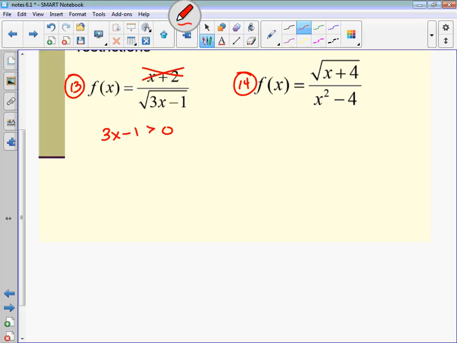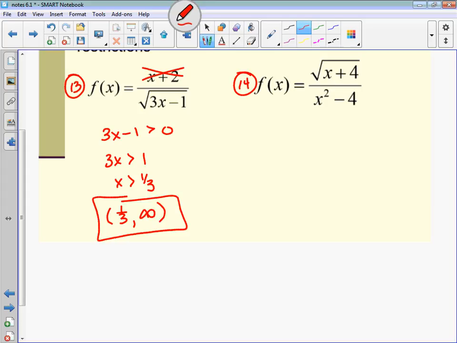Am I going to need a number line for this one? No. Just easy solving. Add your 1, divide by your 3. So it's just parenthesis 1/3 to infinity. Not bad, right? Easier than the number line ones. Because it's in the denominator, if it equaled 0, you would be dividing by 0, and clearly that is not okay. It's a good rule.